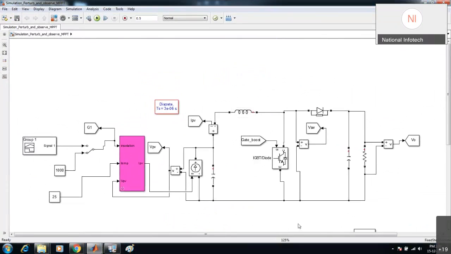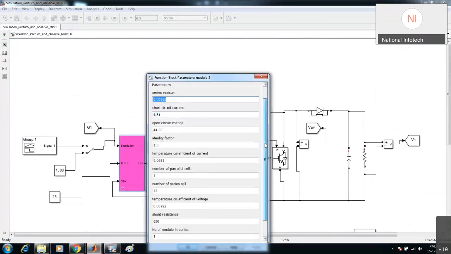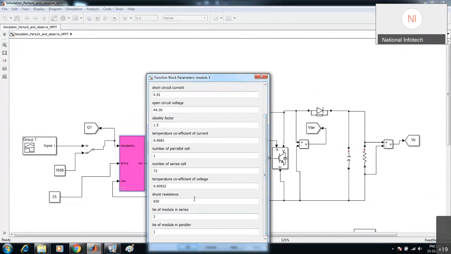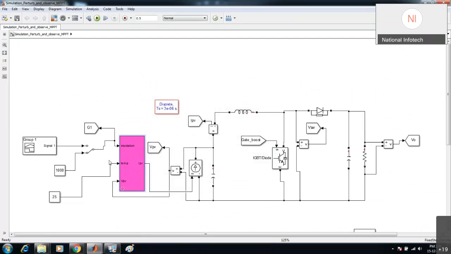So you can see this is our boost converter. So this is an inductor. So first we will see this is our panel. Okay, and you can see this is a 3 series connection. Okay, so 450 watt power we will be getting from these.